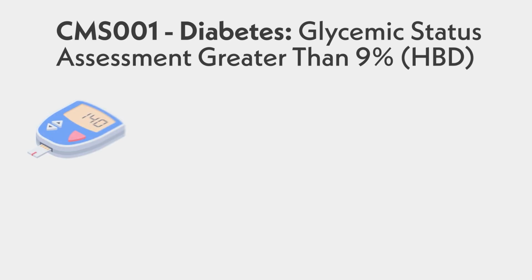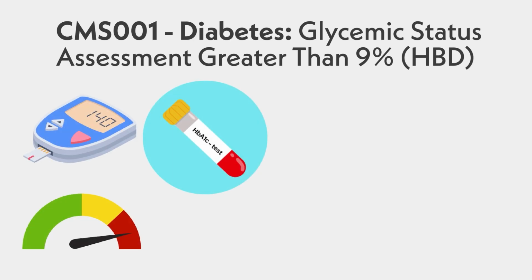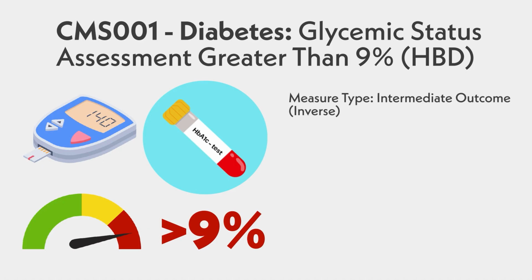This first measure is diabetes, glycemic status assessment greater than 9%, also called Quality ID 001. This is an inverse measure, which means the numerator represents the patients we don't want counted, patients with poor control or missing information, so a lower score is better. Here's how to think about it in the clinic.